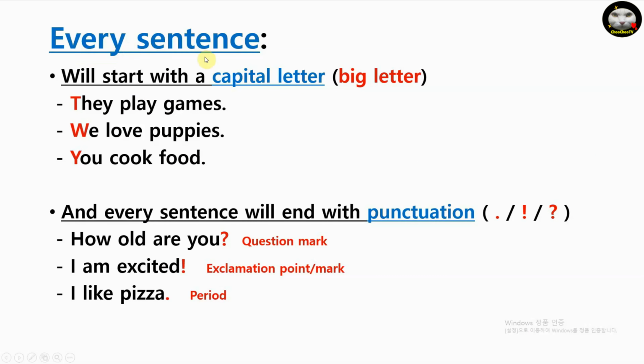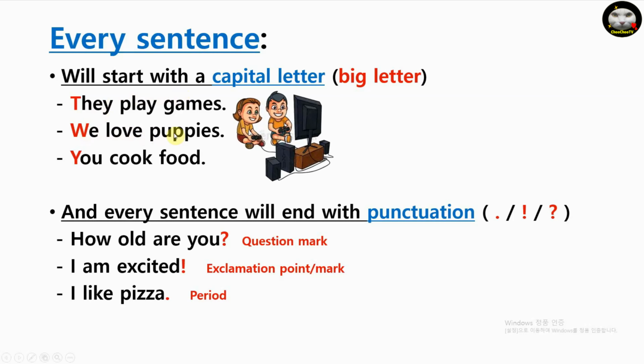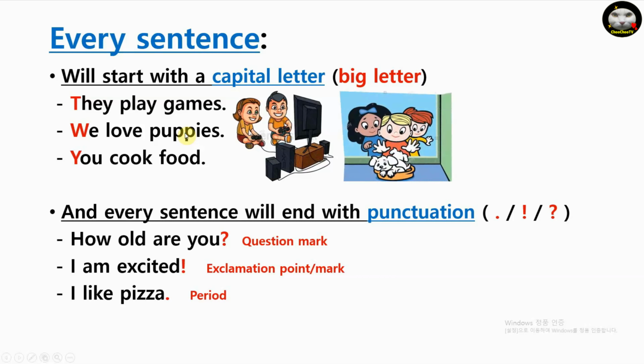Every sentence will start with a capital letter. This means a big letter. For example, notice the large T, large W, and large Y. These big letters are called capital letters, and every sentence will begin with a capital letter. They play games. We love puppies. You cook food.